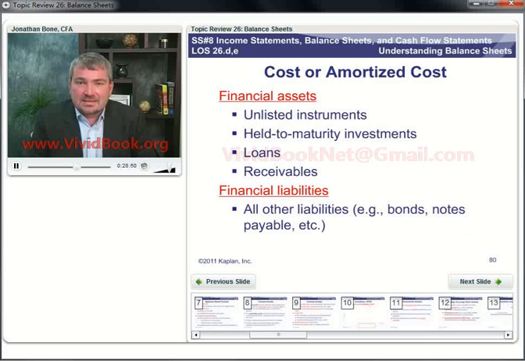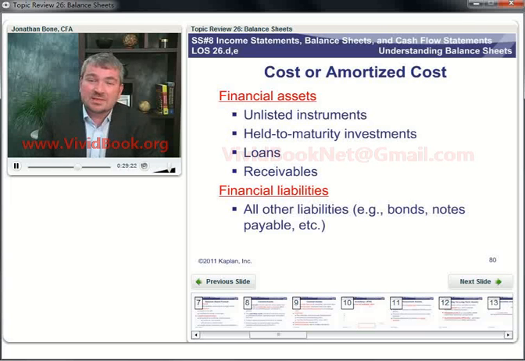Other assets, financial assets, are going to be held at either cost or amortized cost. Under US GAAP, unlisted instruments, so unlisted debt and equity instruments, are going to be held at cost. Held to maturity instruments are going to be held at amortized cost. Now, what is a held to maturity investment? A held to maturity investment is essentially a debt instrument where you have the intention and ability to hold it to maturity. And we're going to hold it at amortized cost.